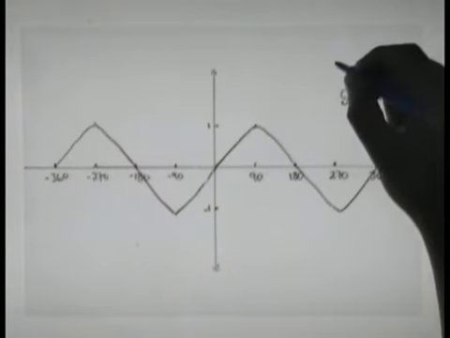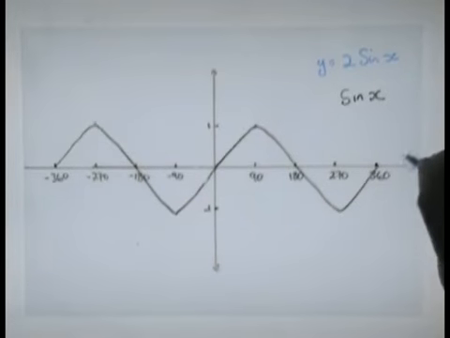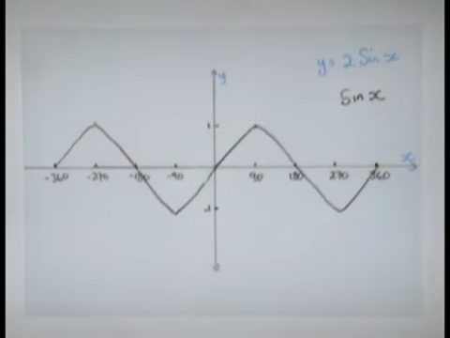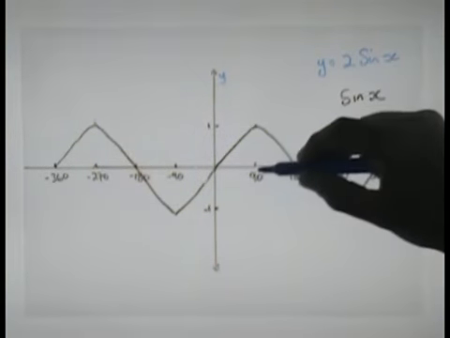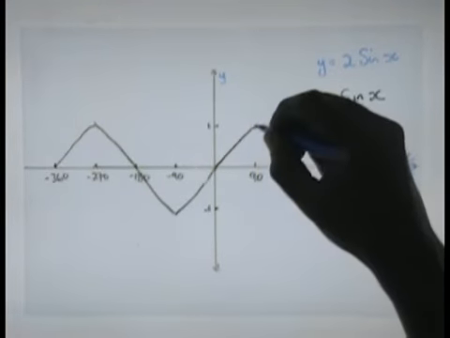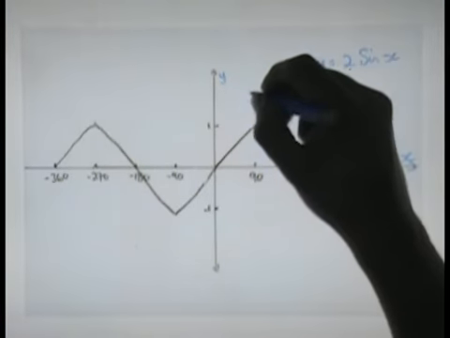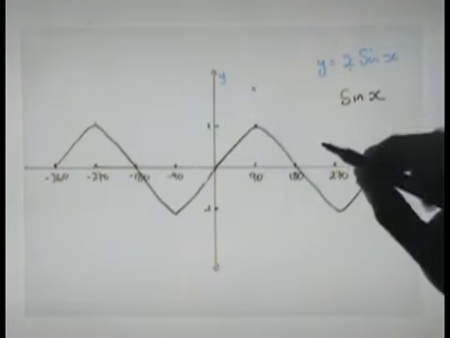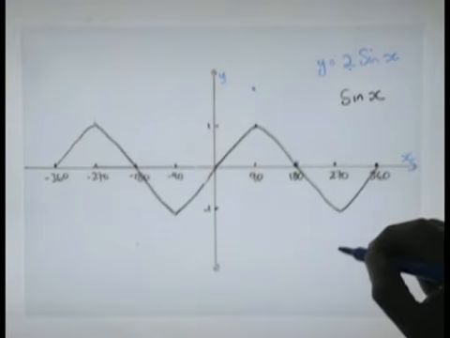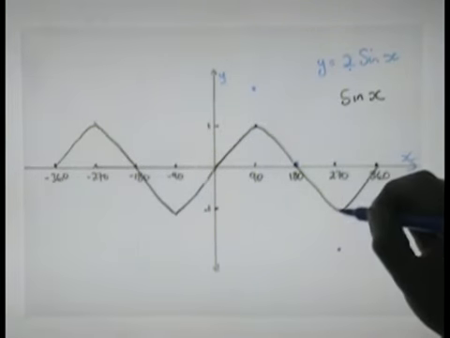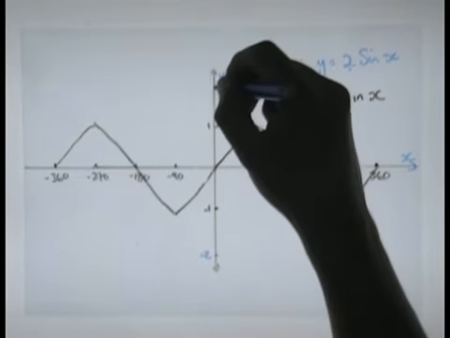The next graph we're going to look at is y is equal to 2 sine of x. Now think about this. Sine of 90, when x is equal to 90 degrees, is supposed to be 1. 2 times 1 is equal to 2. Sine of 180 is 0. 2 times 0 is 0. Sine of 270 is negative 1. 2 times negative 1 is negative 2.